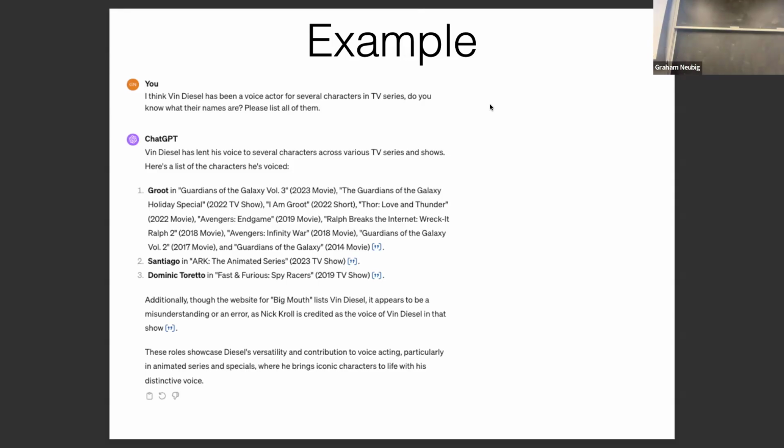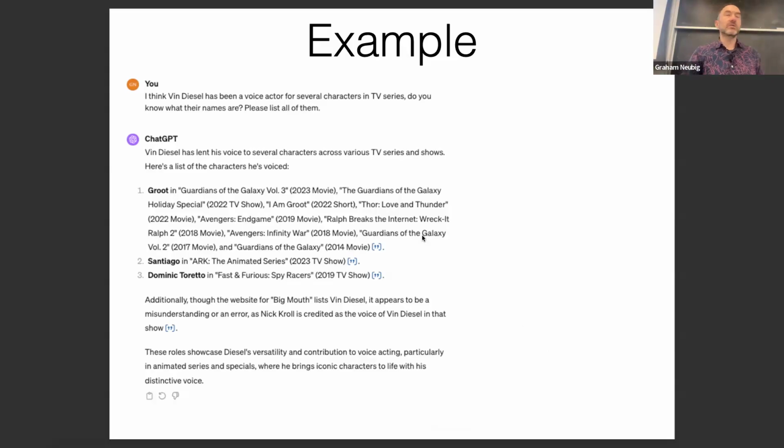And it said, Vin Diesel lent his voice to several characters across various TV series and shows. Here's a list of characters he's voiced. Groot. So congratulations. I commend you on your knowledge of this. Santiago in Arc, the animated series. Dominic Toretto in Fast and Furious Spy Racers. Additionally, though the website for Big Mouth lists Vin Diesel, it appears to be a misunderstanding or an error, as Nick Kroll is credited as the voice of Vin Diesel in that show. So I don't know what that means. And then these roles showcase Diesel's versatility and contribution to voice acting. So this looks pretty good.